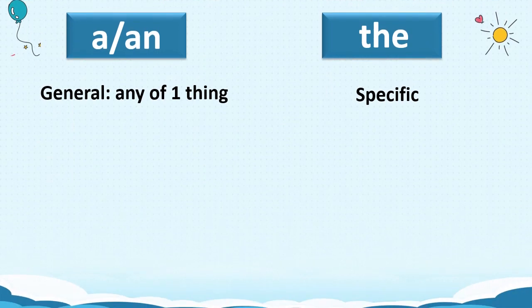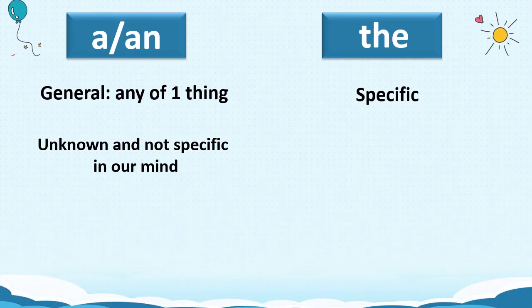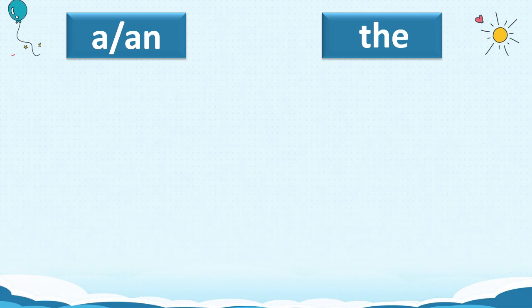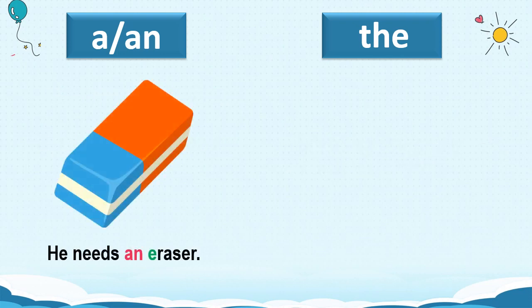A or an is unknown and not specific in our mind. But the is known. Both the speaker and the listener know it. He needs an eraser. It means he needs any eraser. Doesn't matter which.